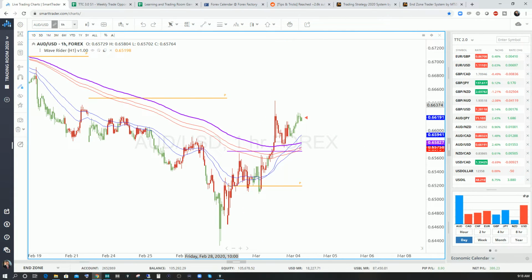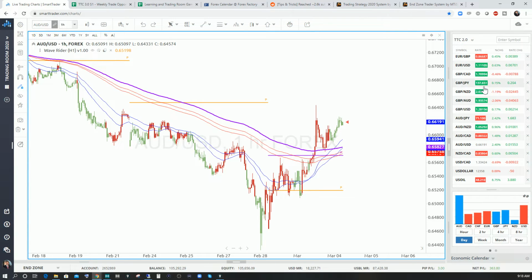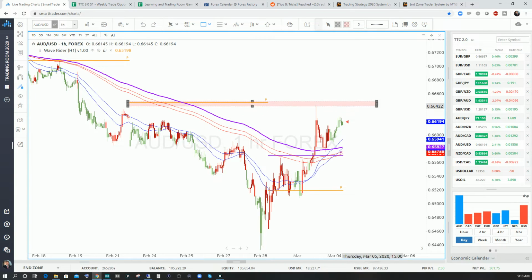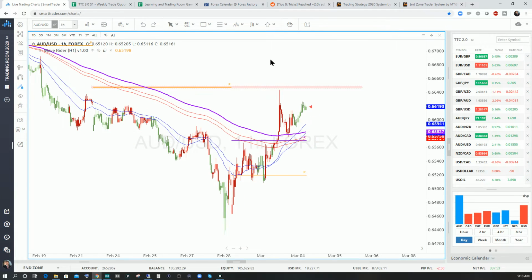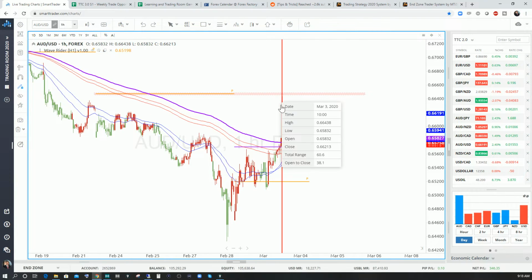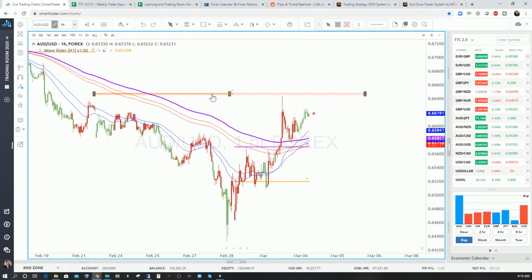Whoo, look at that. We're looking at this number right here. Look how close price got to that level there. Price got to this level right here. Price moved up to a high of 66.43, and this level is priced at 66.45. We're talking about 5 pips.